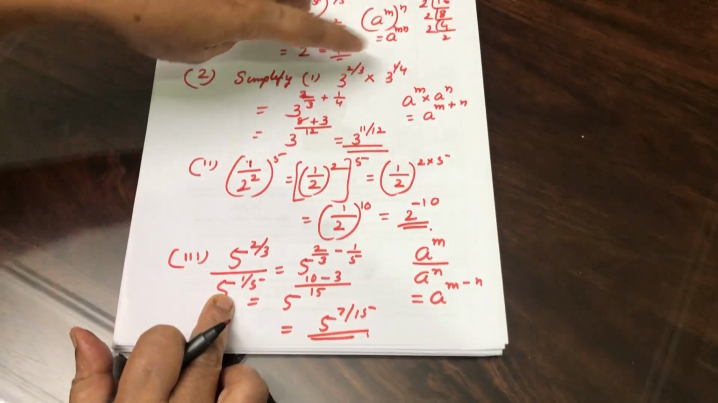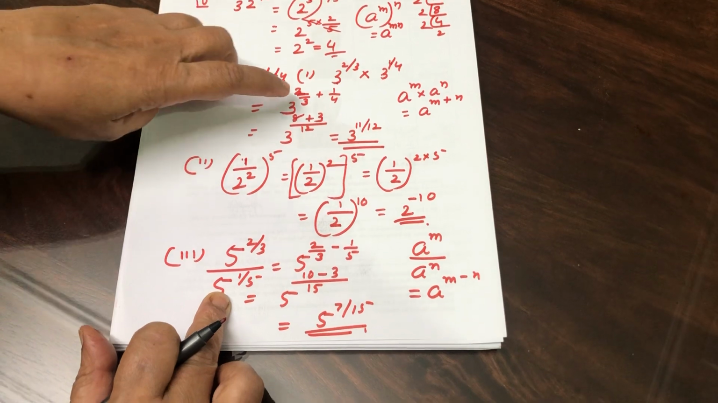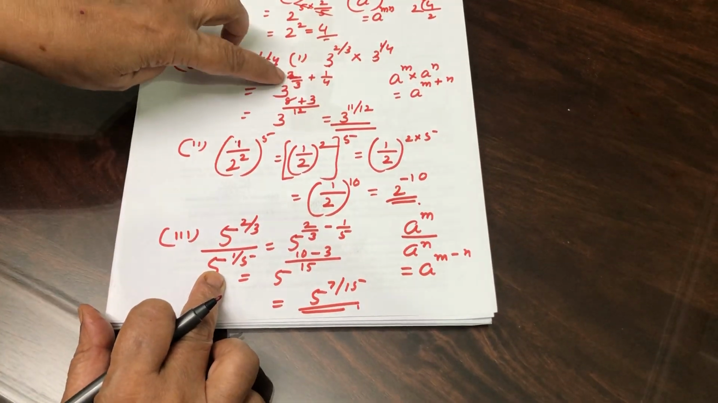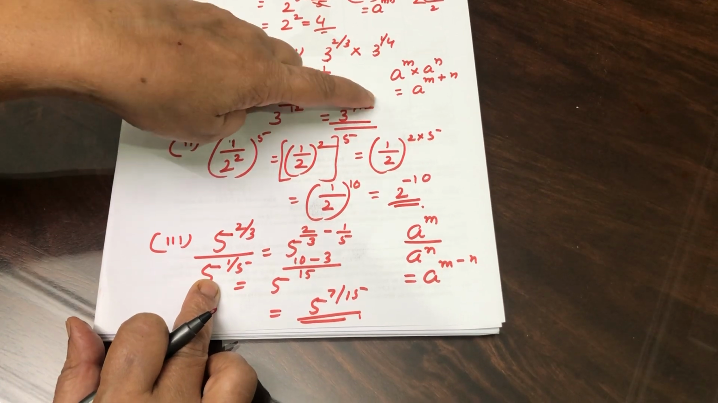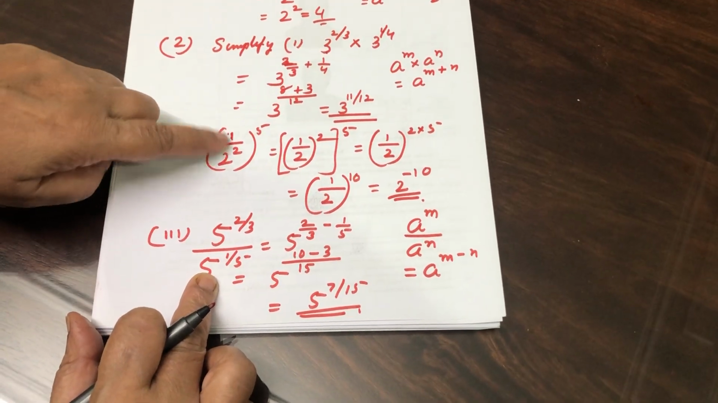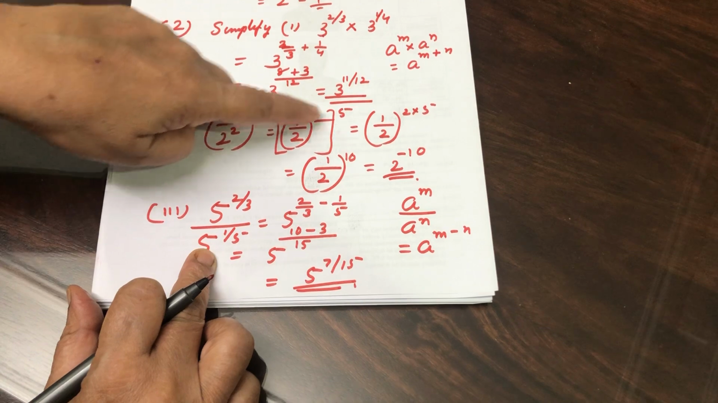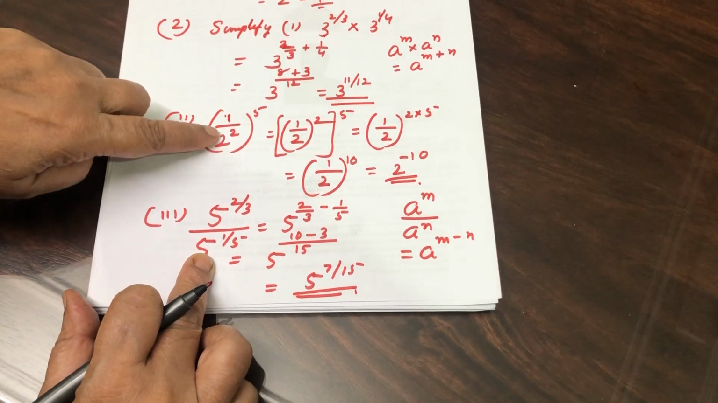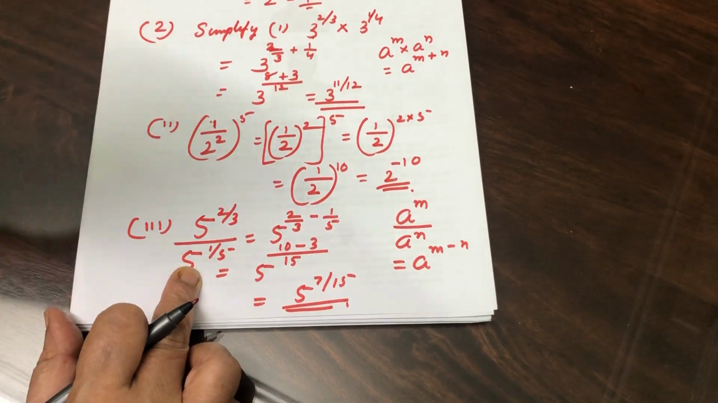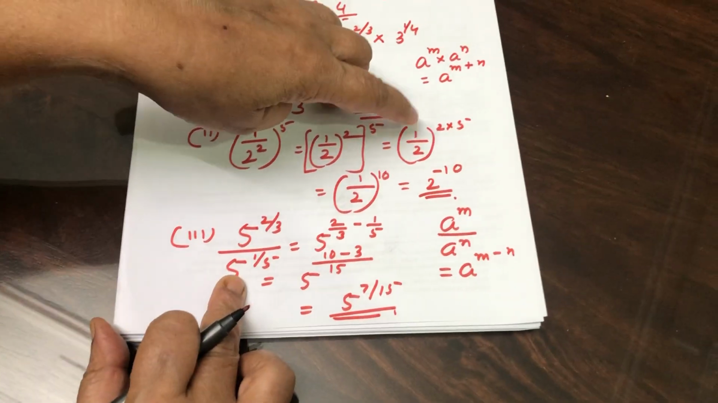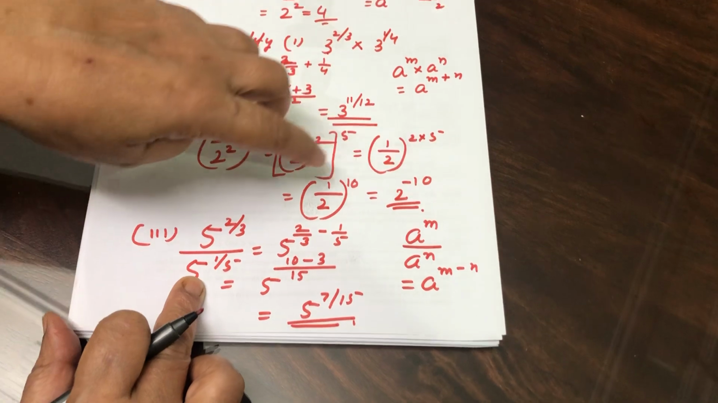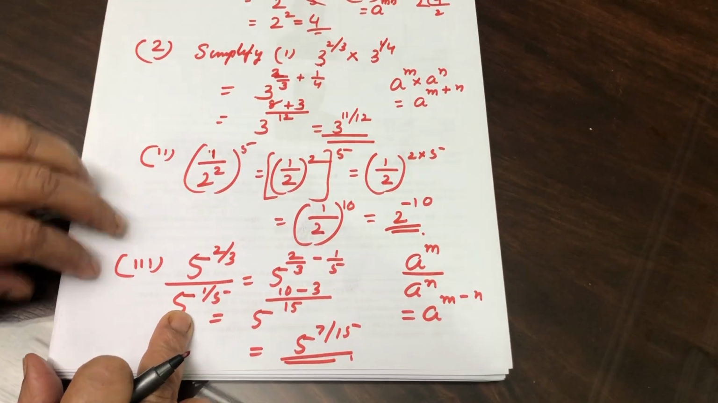This one is a raised to m into a raised to n. That is a raised to m plus n. So we added the exponents. So you got the answer 3 raised to 11 by 12. This one is a raised to m, the whole raised to n. I made 1 by 2 squared as 1 by 2, the whole square. So then a raised to m, the whole raised to n, is 1 by 2 into 2 into 5, that is 1 by 2, the whole raised to 10.